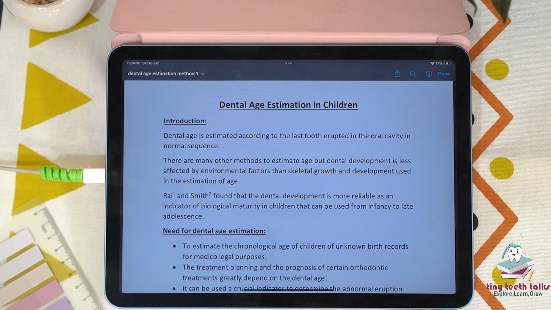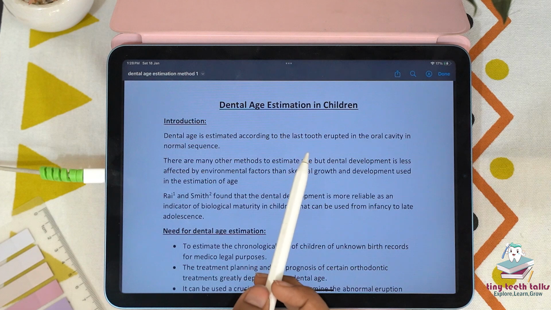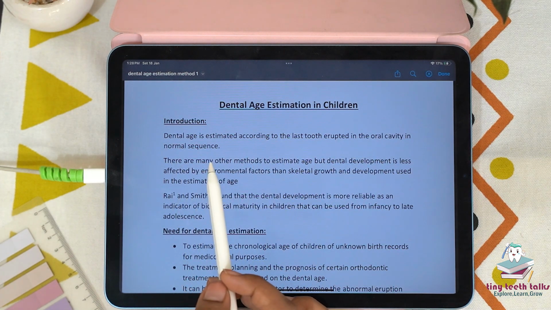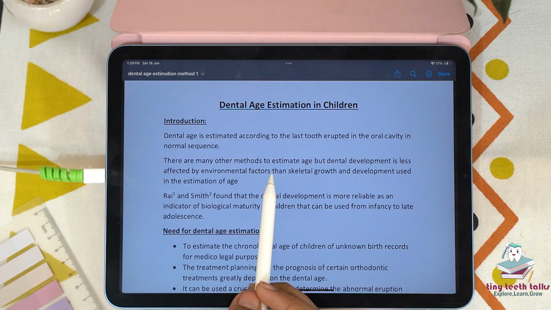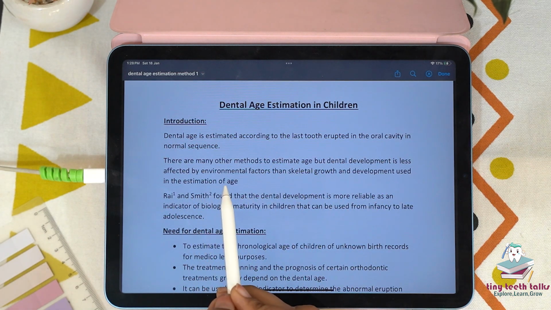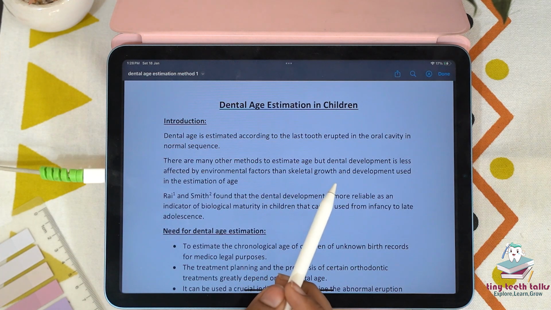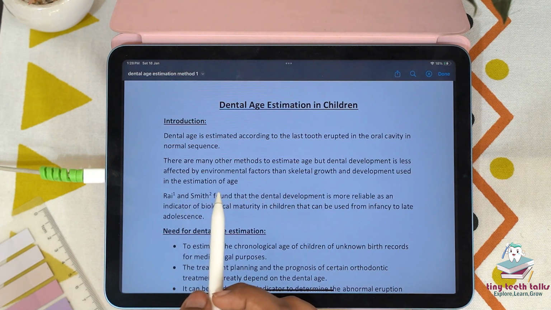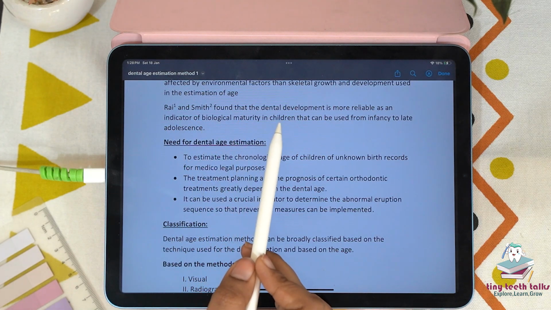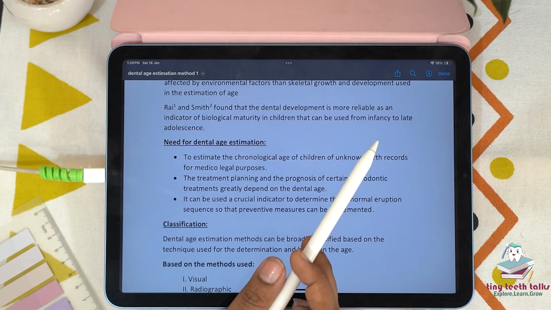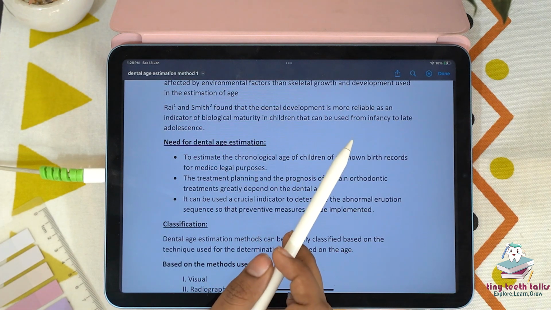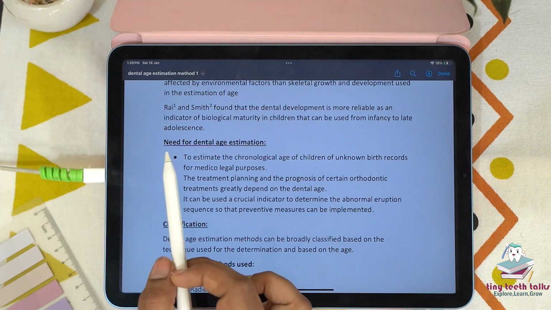Starting with introduction, dental age is estimated according to the last tooth erupted in the oral cavity in normal sequence. There are many other methods to estimate age, but dental development is less affected by environmental factors than skeletal growth and development used in the estimation of age. Also, Rai and Smith found that the dental development is more reliable as an indicator of biological maturity in children that can be used from infancy to late adolescence.